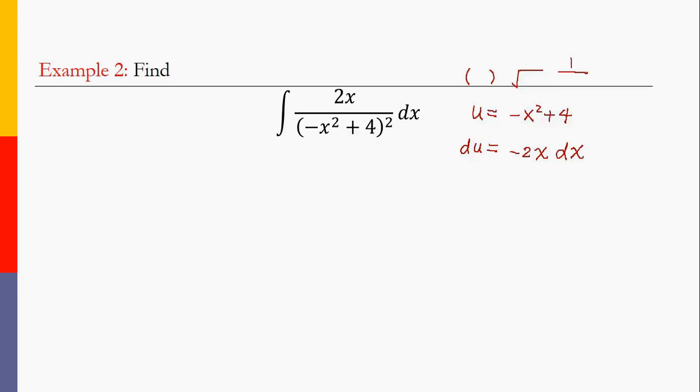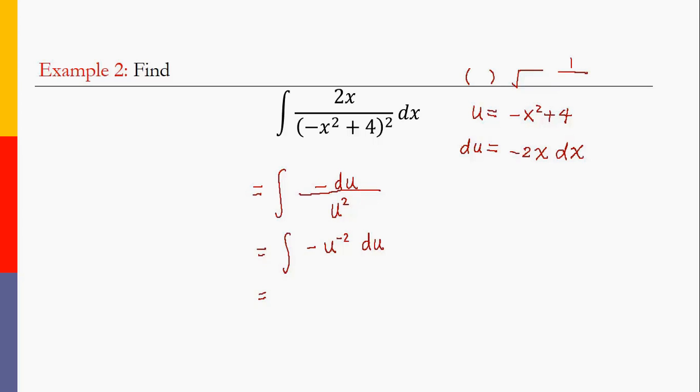So now we're ready to do the substitution. So this integral will become 2x dx is negative of du, and the bottom negative x squared plus 4 is your u, and it's u squared. So again, in order to integrate this integral, we change it to the power form, u to the negative 2 power du.